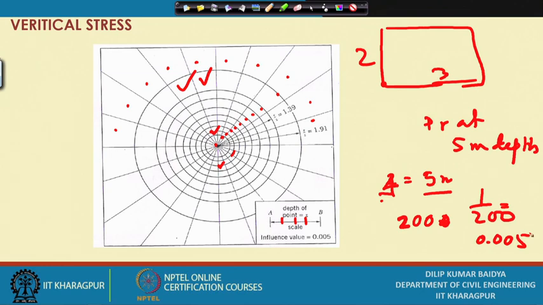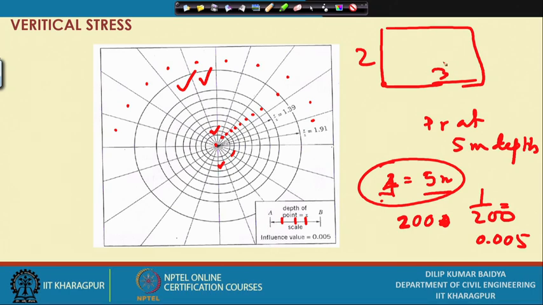Okay. So, with that particular scale, I draw the foundation and put it on this chart, and then I see how many blocks are covered by that foundation. That number of blocks multiplied by this influence value, multiplied by q, gives you the pressure. That is the thing I have given step by step, what to do, in the next slide.